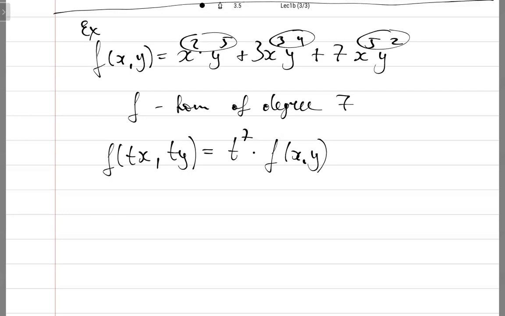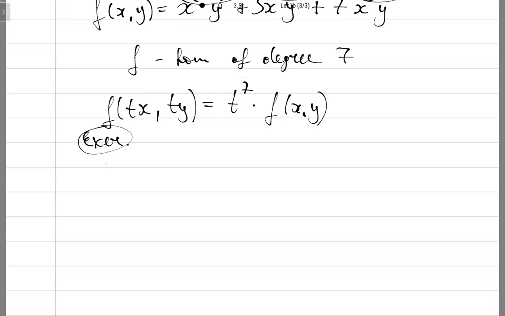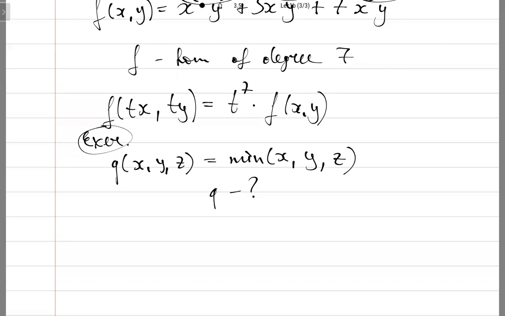Less known, but let's have an exercise for you. Let's consider Q of x, y, z, that is just the minimum of x, y, and z. Is the function homogeneous, and of which degree?